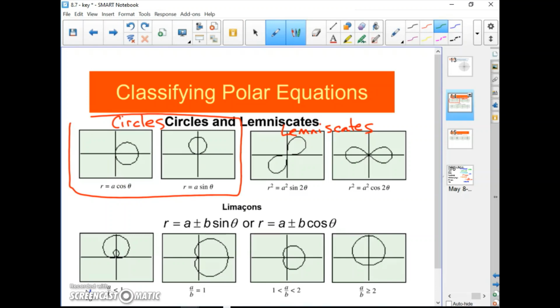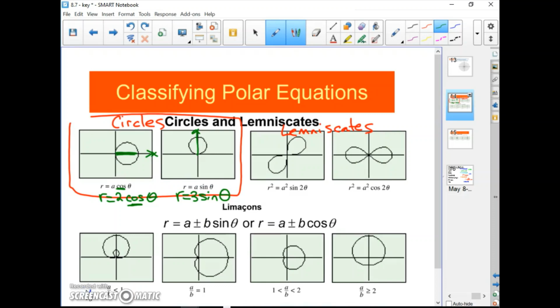And so a circle might look like this. It might look like r equals 2 cosine theta, or r equals 3 sine theta. And pretty much, as a general rule, if you see cosine, it's going to be oriented on the x-axis. Now, that doesn't always make the case for the y-axis, but what will always happen is if you see a sine, it will not be on the x-axis. So your rule is if you see cosine, some part of it is going to be on the x-axis.